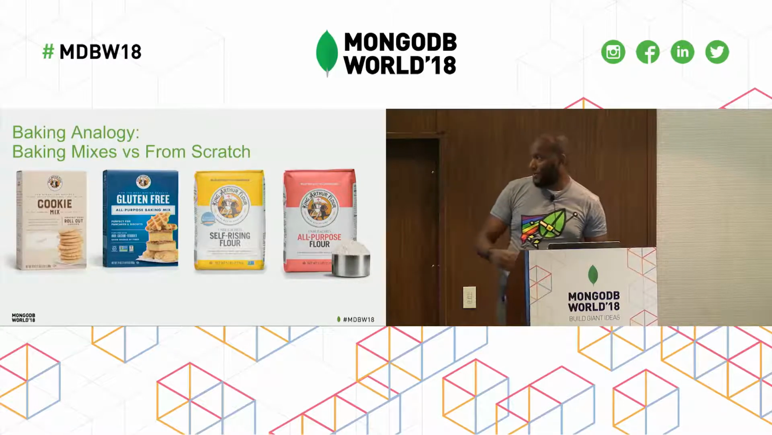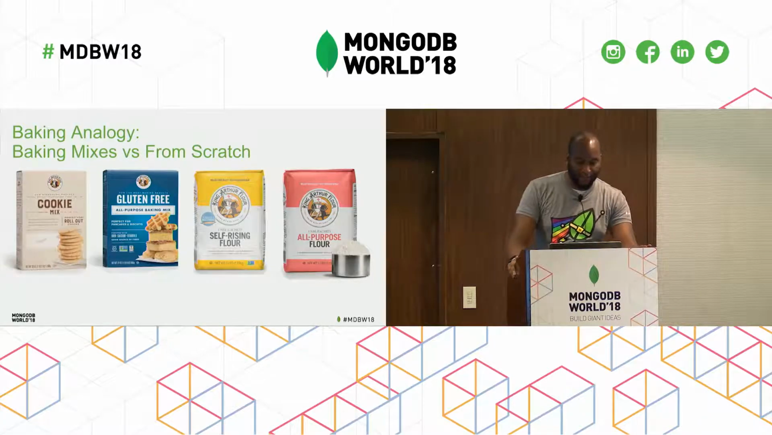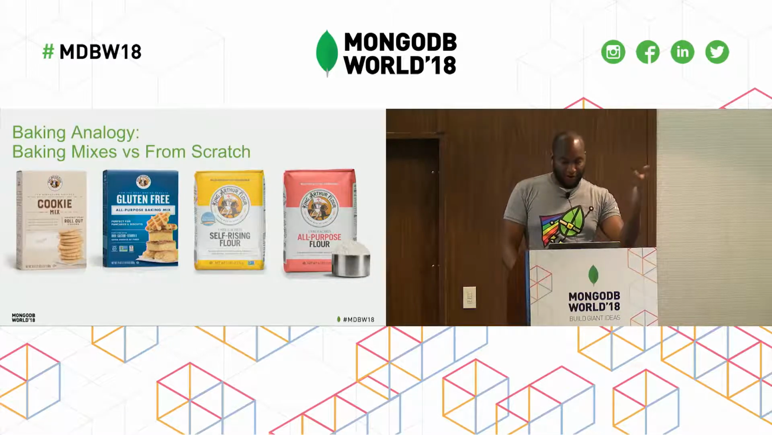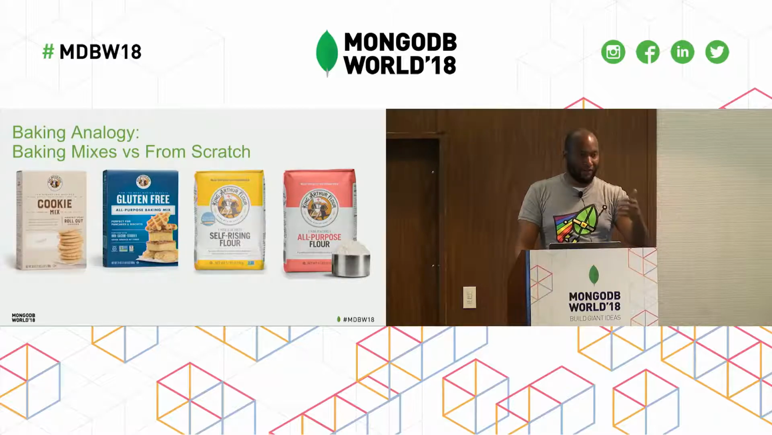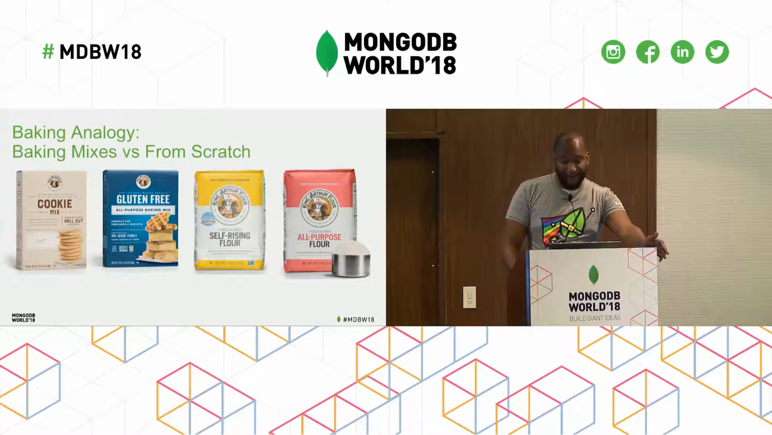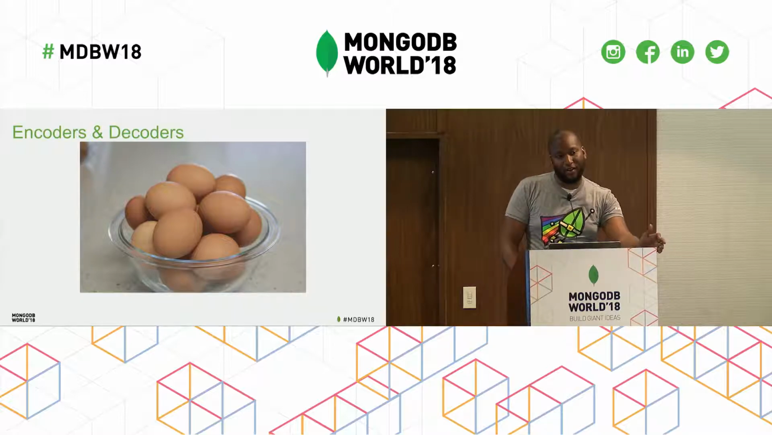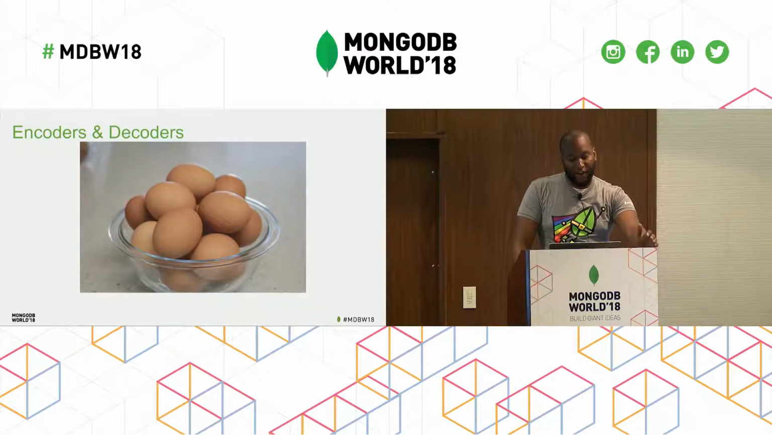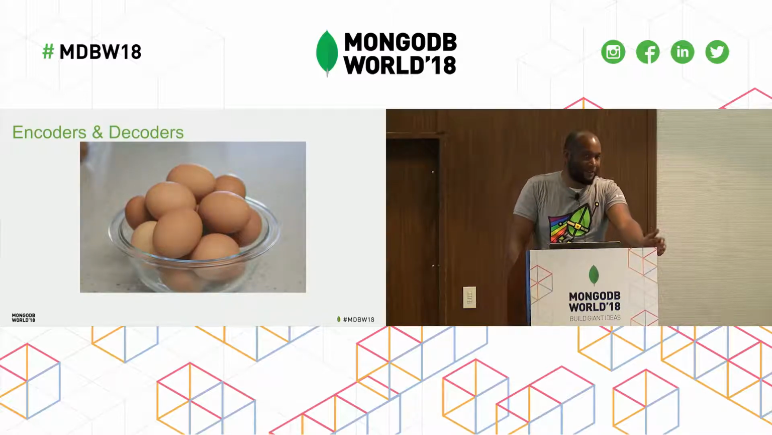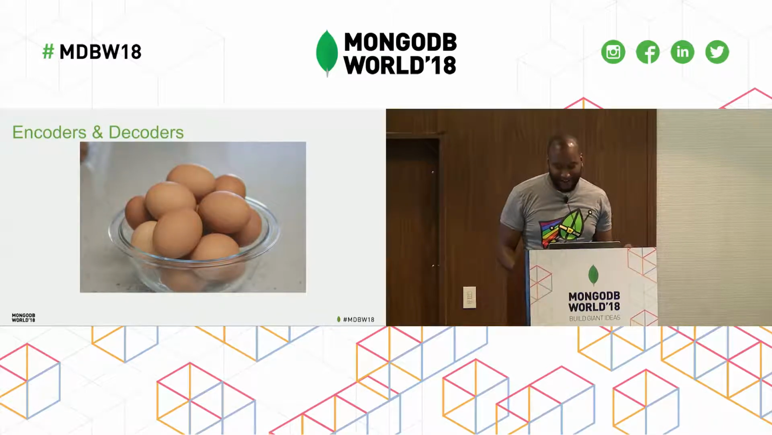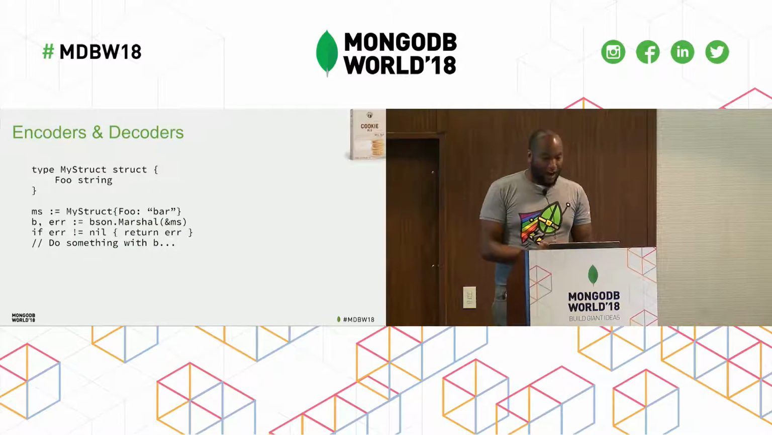And then finally on the right, we have just regular all-purpose baking flour, which is your typical thing. But if you want to bake cookies, you have to gather many, many more ingredients. The common thing among all of these, though, is that you always have to bring your own eggs. And in this analogy, you can think of eggs as your data. So even with our BSON library and our encoders and decoders, you still have to give us something. We just don't magically encode stuff and hand it back to you.